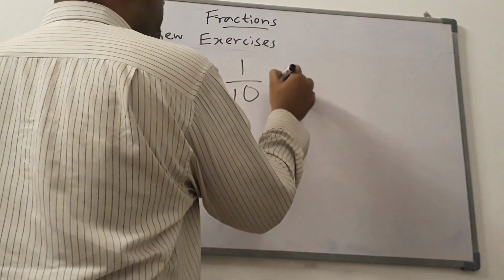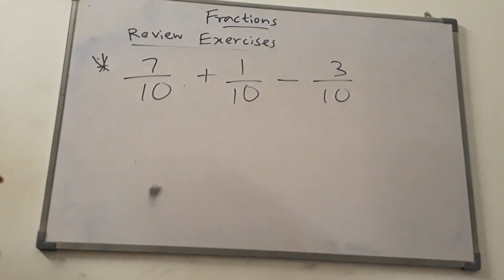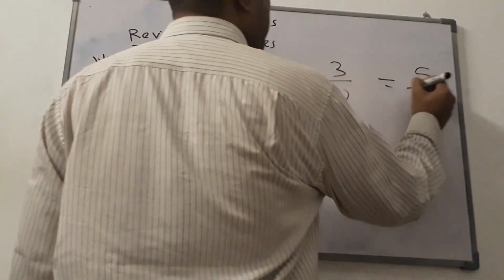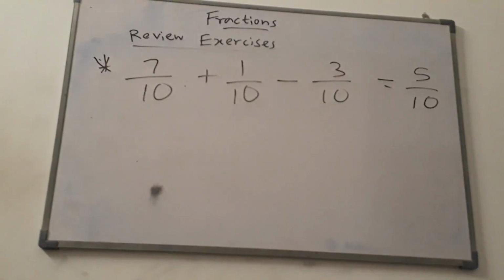Couple of sums more. Maybe another 3 sums. 7 out of 10 plus 1 out of 10 minus 3 out of 10. Okay, first we have to add here. 7 and 1 is 8. Then we can subtract 3 from 8. So that is 5. We won't add or subtract the 10s. The denominator remains the same. Only addition and subtraction can be done with the numerators. So the answer is 5 over 10.